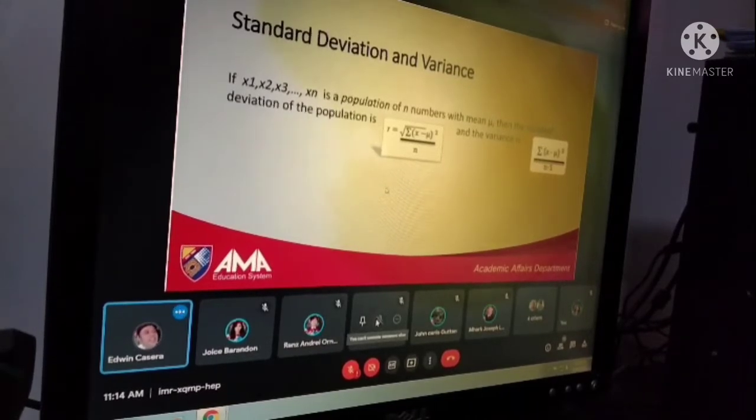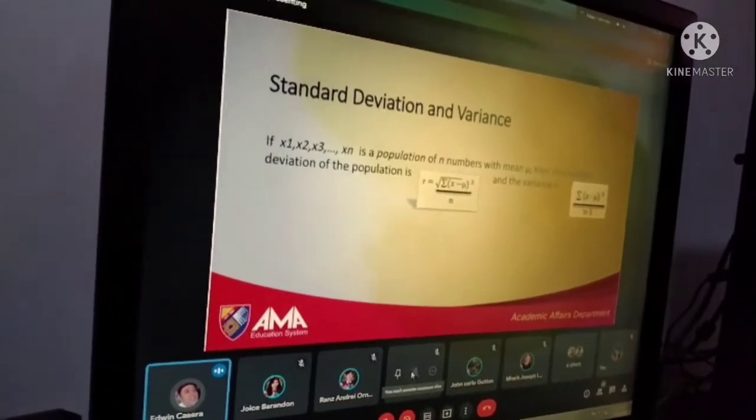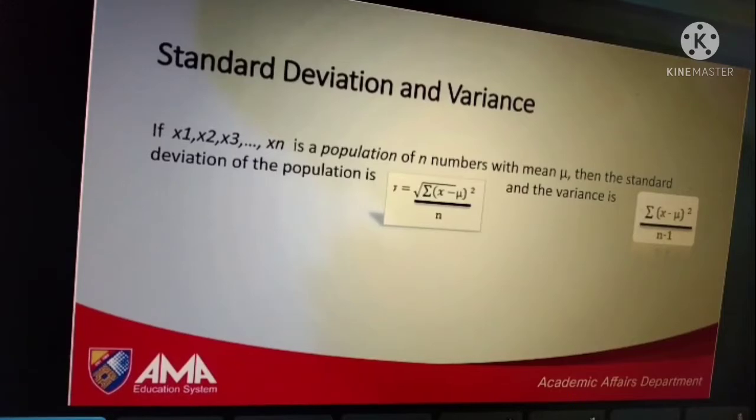No, if x1, x2, x3, and so on, xn is a population. Kapag ito daw ay population of n numbers with the mean, then the standard deviation formula that we are going to use for population is ayan po. Nakapresent na po sa screen. No, meron naman din kayong copy with your LMS portal. At ito naman po yung formula in finding for the variance. So, ayun. Summation po yung symbol na yan. Yan ay kapag yung population of n numbers with a mean.